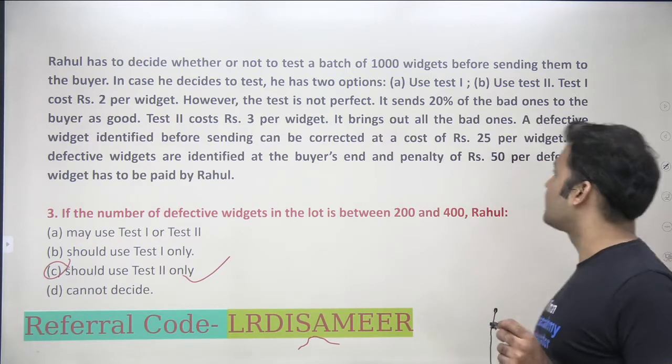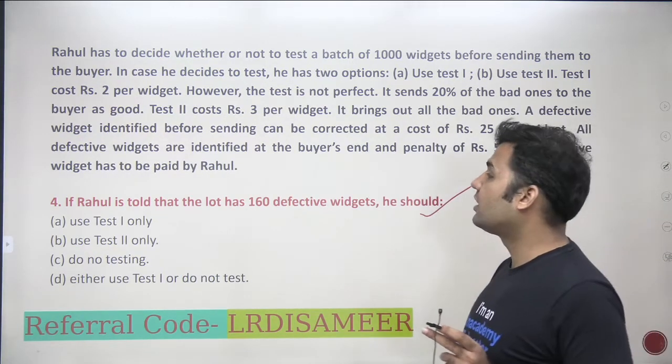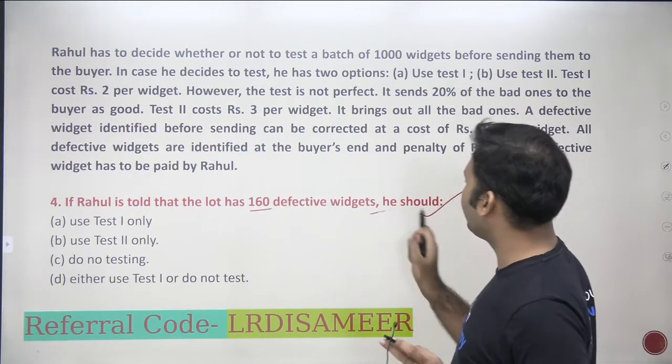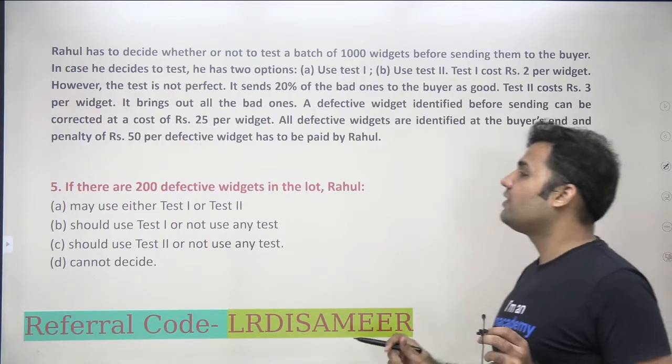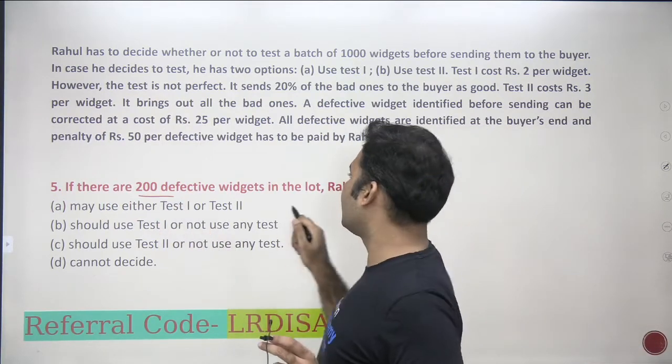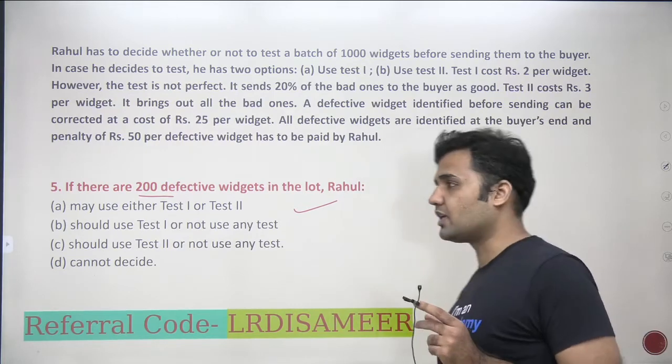The two more questions that I'll be discussing with you in the upcoming videos. Here is question number 4. If Rahul is told that the lot has 160 defective items, what should he do, right? Just for your practice. And there's one more question. If the number of defective widgets is 200, then what should Rahul do? Try these two questions. We'll be discussing them in the next video lesson.